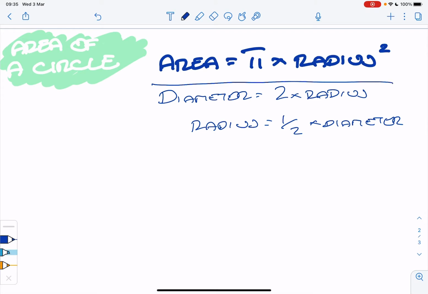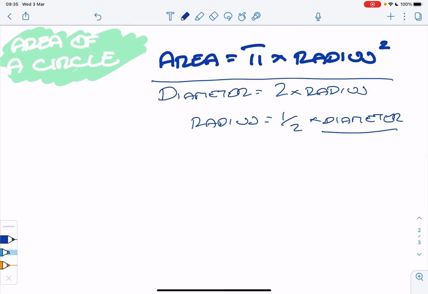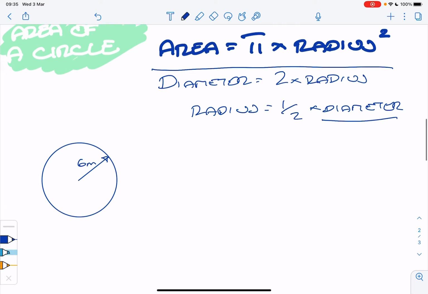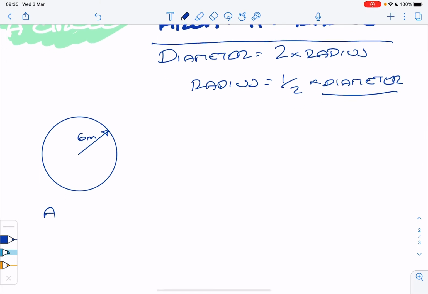We need to use the radius, but if we're given the diameter, we might need to halve it in order to find the radius to be able to use the formula, okay? But the questions take much the same kind of form. We're going to be given a circle, like so, and we're going to be told, in some instances at least, a radius. So let's start with this one. This is 6 meters. And if we're asked to find the area, then we need our area formula.